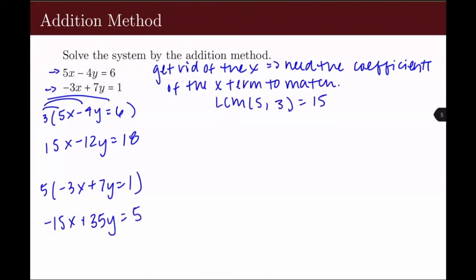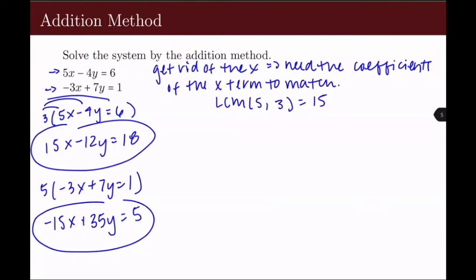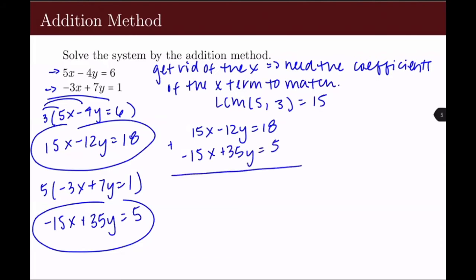The next step is to add these two equations together. So we'll have 15x minus 12y equals 18, and we're adding -15x plus 35y equals 5. You add just straight down. So you see now we have 15 minus 15, which is 0. So now we've eliminated a variable, which is the goal of the addition method. It's to get rid of a variable. Because now we have 35 minus 12, which is 23y equals, and then 18 plus 5 is also 23.